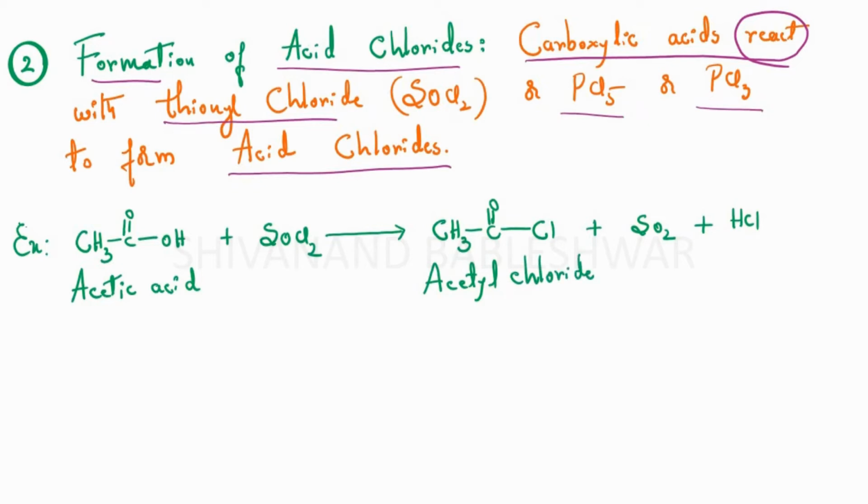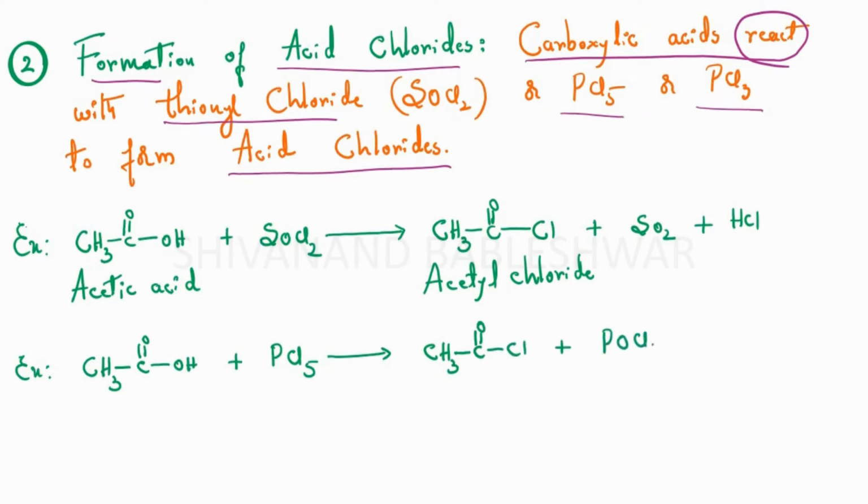Now here we have generated an acid chloride by making use of thionyl chloride. So let us have another example by taking phosphorus pentachloride. I'll be taking acetic acid again, and this is treated with PCl5, that is phosphorus pentachloride, and we will have our product acetyl chloride, CH3COCl, along with the formation of side products phosphorus oxytrichloride plus HCl.